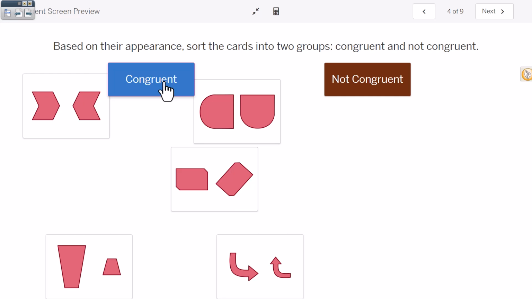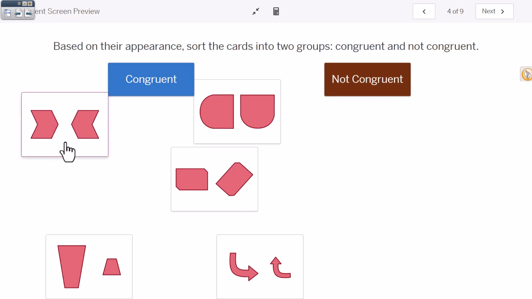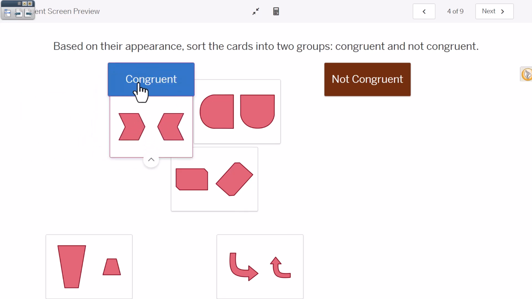So let's talk about each of these cards and determine whether they're congruent or not congruent. We'll start with this one on the left, these two chevrons. It looks to me like if I took this figure on the left and reflected it over a line of symmetry down the middle, I'd get this figure on the right. They look like the same size and shape, just reflections of each other. So I'm going to say that they're congruent.